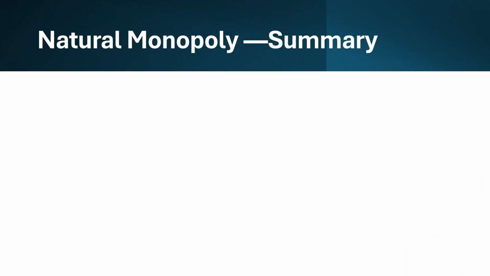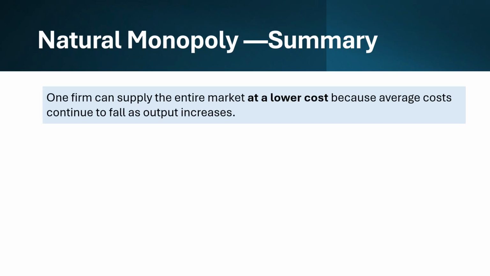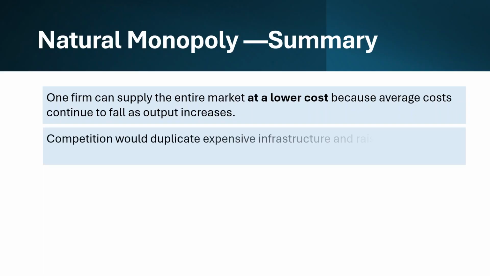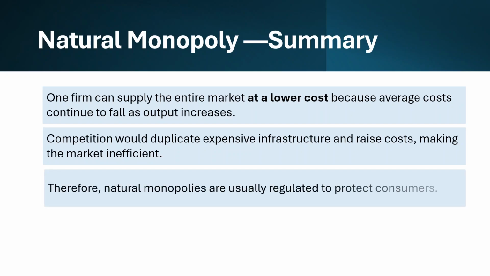Now let's quickly summarize. A natural monopoly exists because one firm can supply the whole market at a lower cost as average costs keep falling with higher output. If more firms entered, expensive infrastructure would be duplicated, increasing costs instead of reducing them. So, competition in this case would make production less efficient. This is why natural monopolies are usually regulated to control prices and protect consumers.